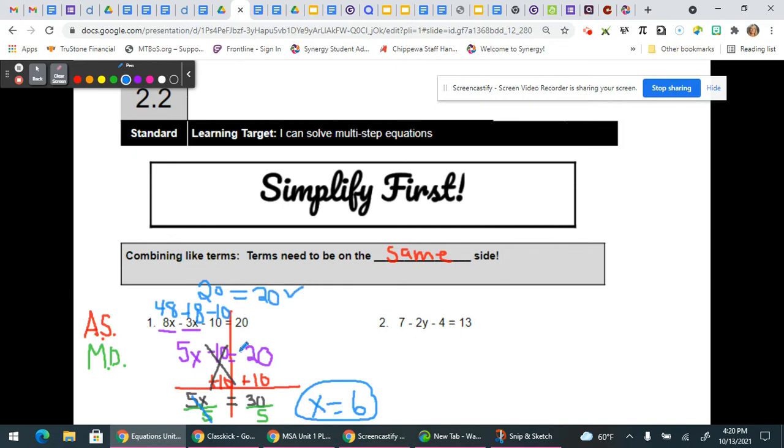So question 1, the only extra step is that I had to combine the like terms over here on the left. Then I could do everything that I needed to do. All right, let's take a peek at question 2. So question 2, I've got 7 minus 2y minus 4 equals 13. So I need to solve to get my y all by itself.